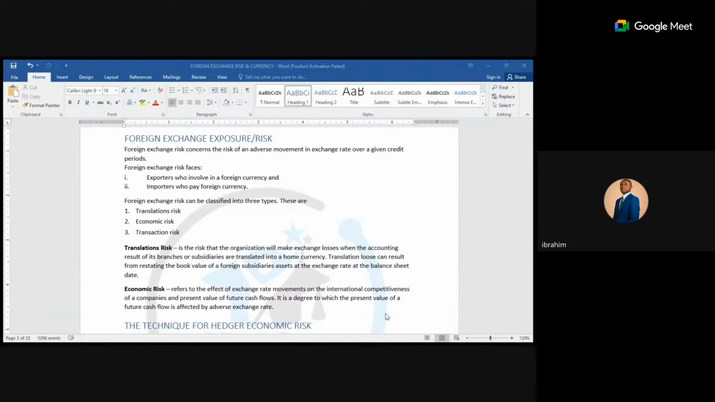Okay, sorry, please. So, that is what translation is. The risk is the risk that the organization will make what exchange loss, right? In translation. Another risk we have here is the economic risk.